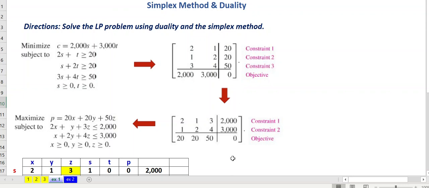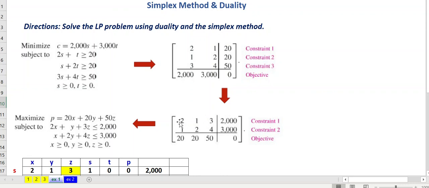Now from there, we actually create the dual problem. So the bottom row, remember, just like up here, will always be associated with the objective function. So remember, we're going from a standard min to a standard maximum problem. So we want to write this as P, maximize P equals 20x, 20y, 50z. And that's our objective function. We don't really need to do anything with that 0.